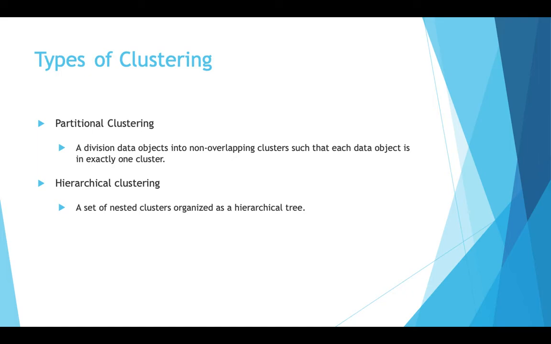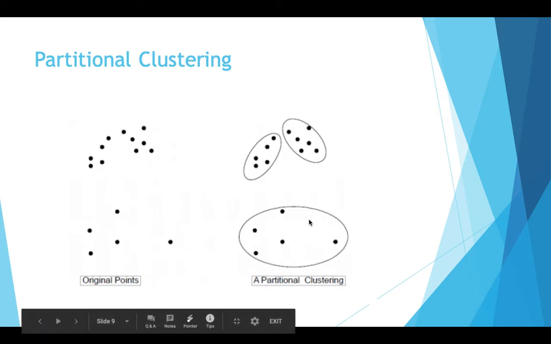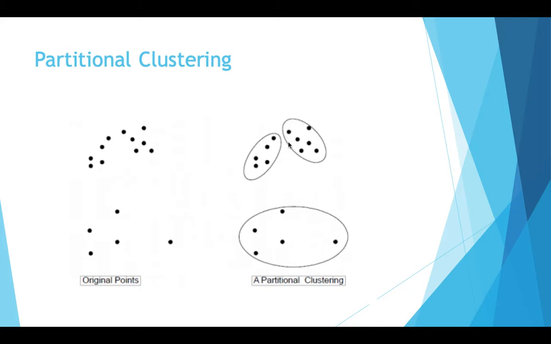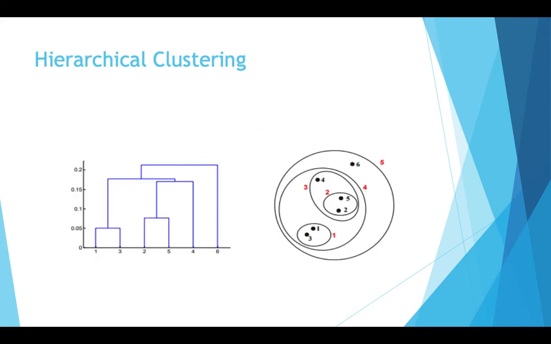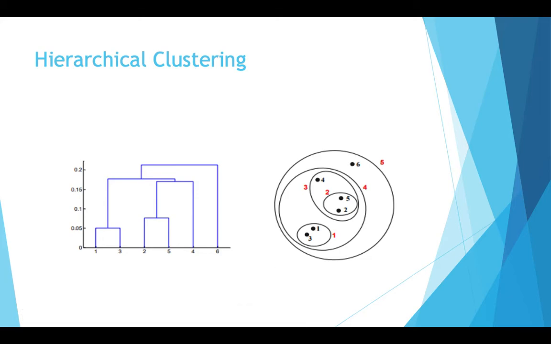So let's understand these concepts with an example. This is an example of partitional clustering. Here you can see that there are 3 clusters and each data point belongs to some cluster, but it does not belong to more than one cluster. In hierarchical clustering, you can see on the right side, the red ones are the cluster numbers and the black ones are the data points. And you can see this number 1 data point belongs to cluster 1 and cluster 4 as well. That is called hierarchical clustering. So we will understand both these clusterings better one by one.